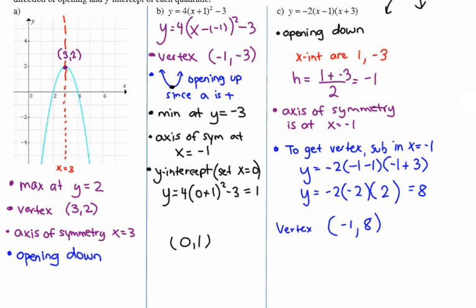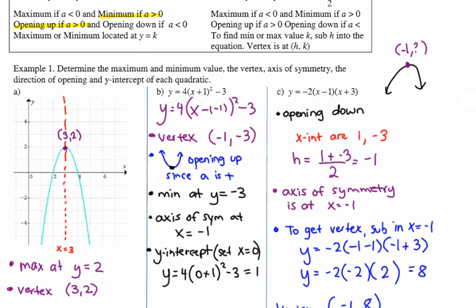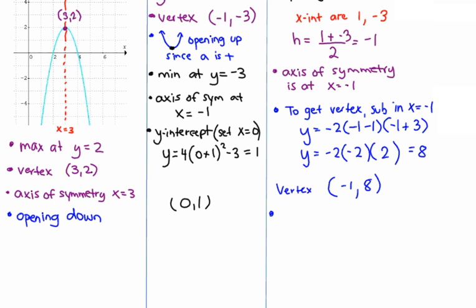Okay, so now we've found it's opening down, and we know the axis of symmetry. Could we get our max or min value now? Since we now know that it goes through the vertex at negative 1, 8, our maximum would be 8. So max at y equals 8.